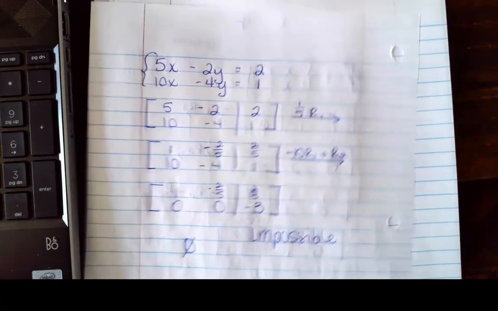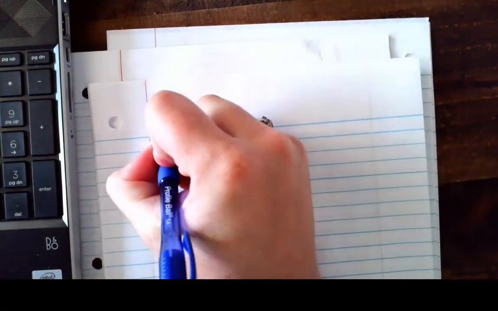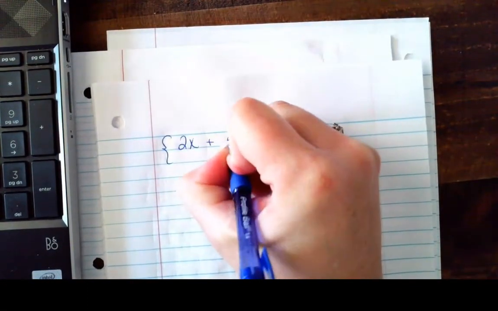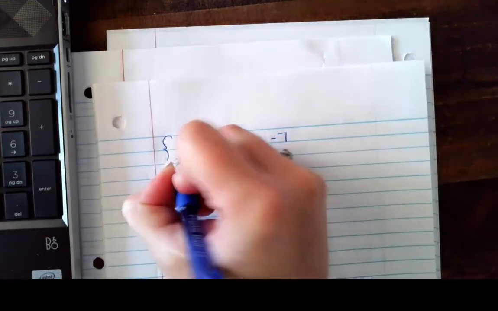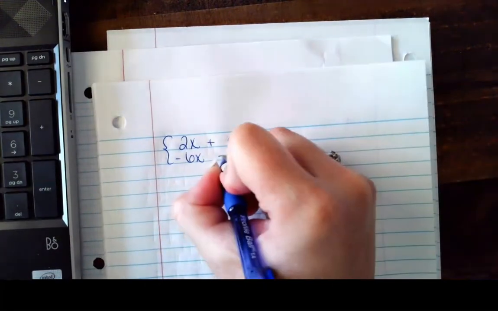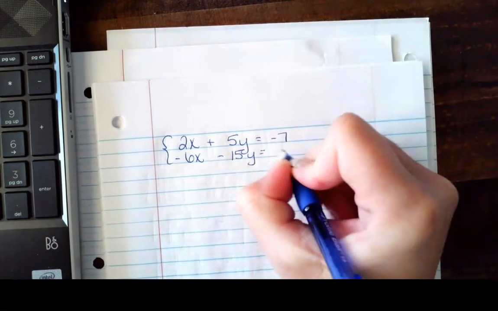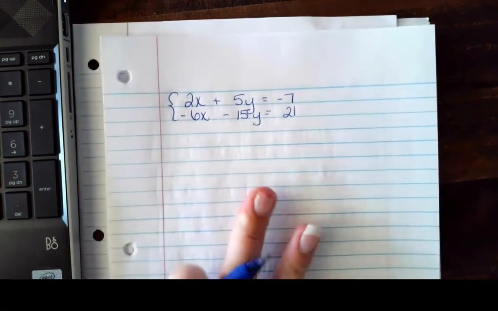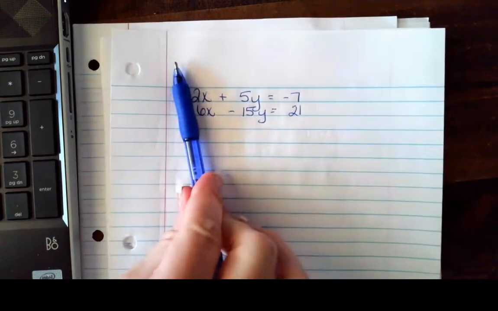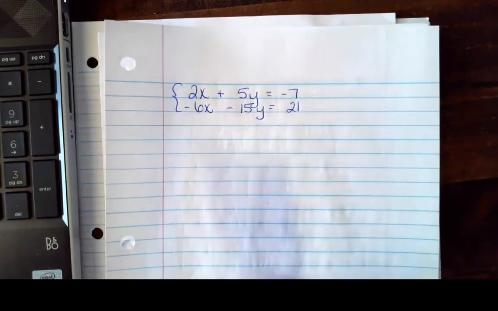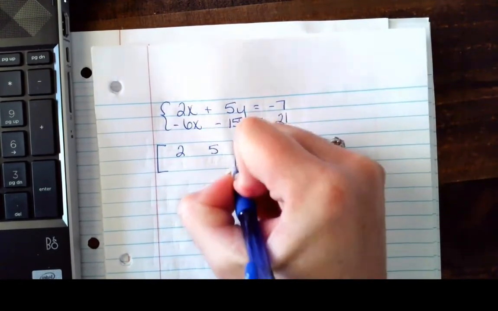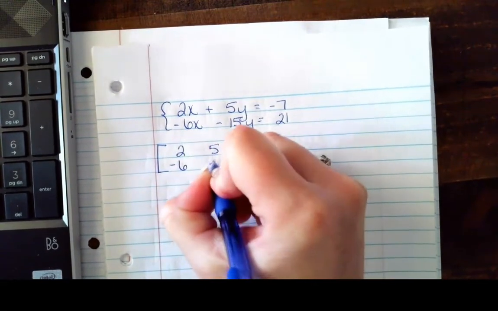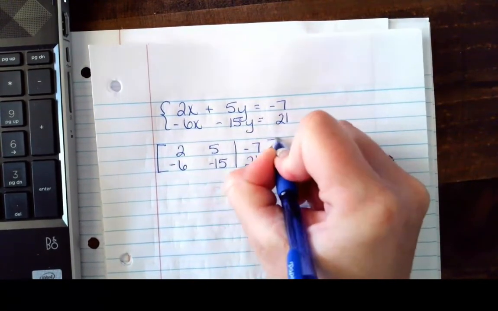Okay, so let's try a different one. So what I have is a 2x plus a 5y equals a negative 7. And then I have a negative 6x minus 15y is 21. So that's my system. And now I'm going to convert. So I've got x's, y's equals numbers. So it's organized. Now I just have to convert it to a matrix. So I've got a 2, a 5, a negative 7, a negative 6, a negative 15, and a 21.